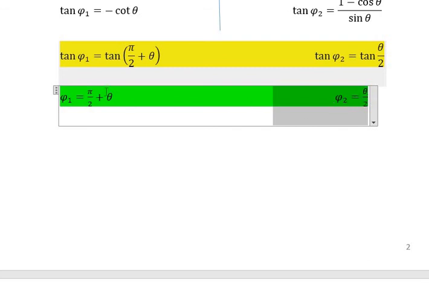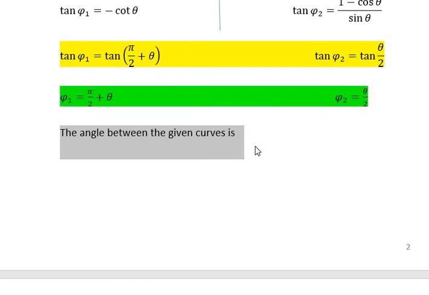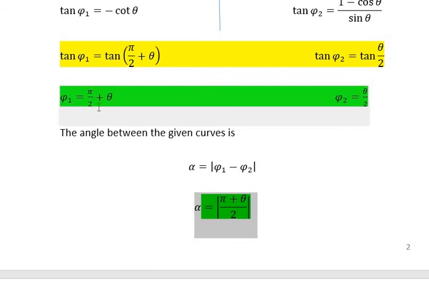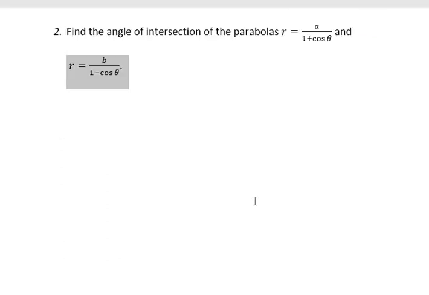So we have phi 1 is equal to pi by 2 plus theta and phi 2 is equal to theta by 2. Now the difference between these two gives us the angle between the curves, that is alpha is equal to modulus of phi 1 minus phi 2. Alpha is equal to modulus of pi by 2 plus theta minus theta by 2. When we simplify, we get alpha is equal to modulus of pi plus theta by 2. Hence the result. We will work out next problem.